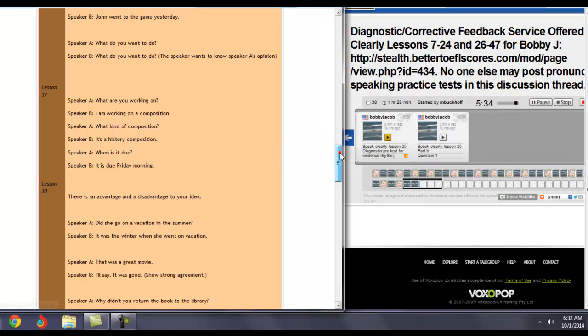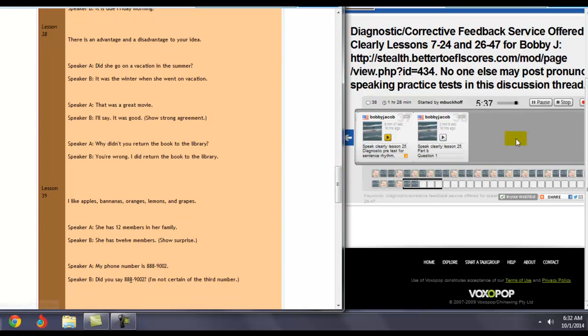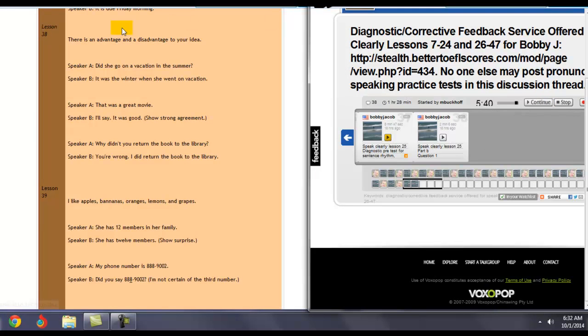Lesson number 38. There's an advantage and a disadvantage to your idea. No, not going to work there. This one, when you have two different ideas, right? You want to put rising tone on the first, falling tone on the second. So you'll say, there is an advantage and a disadvantage to your idea.